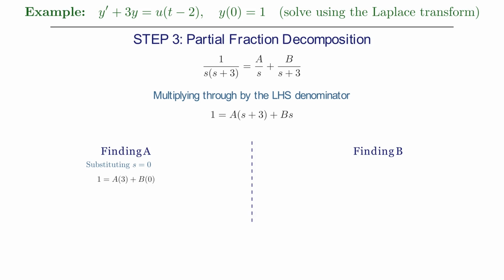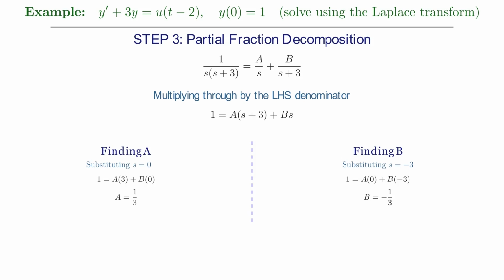So solving this, I get a is equal to 1/3. So similarly, I can make the a vanish by choosing s plus 3 is equal to 0, or s is equal to minus 3. So substituting s equals minus 3, I get that 1 is equal to a times 0 plus b times minus 3. So dividing by the minus 3, I get that b is equal to minus 1/3.